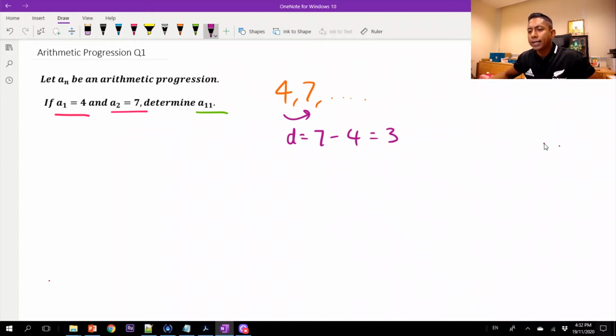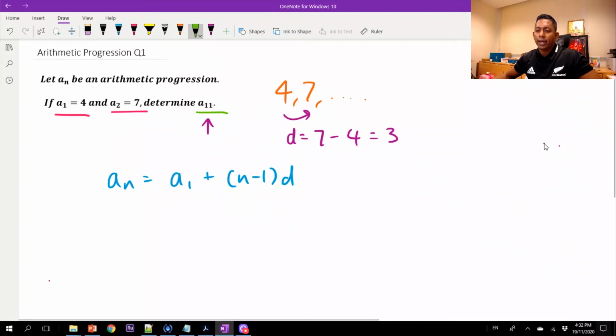Now, if I want to find A11, of course, I can carry on in the sequence, alright, but that is not the most efficient way of doing it. So there's actually a formula to solve for the nth term in an arithmetic progression sequence. So what is that formula? The formula is given by this. An is equal to A1 plus (n minus 1) d.